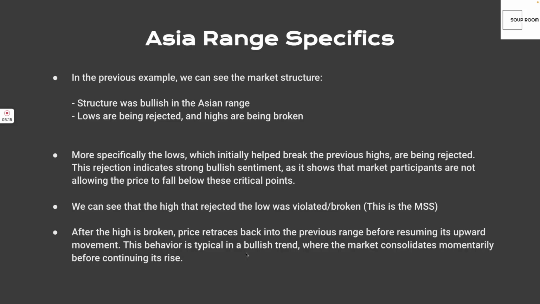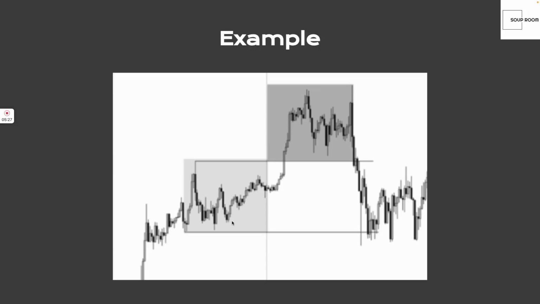So this behavior is typical in a bullish trend where the market consolidates momentarily before continuing to rise. Consolidates also meaning retraces. So what does that mean? We reject a low, expand past a high, break the high, close above it, retrace back down, expand higher. Same thing right here. Break a high, reject a low, break a high, retrace back down.